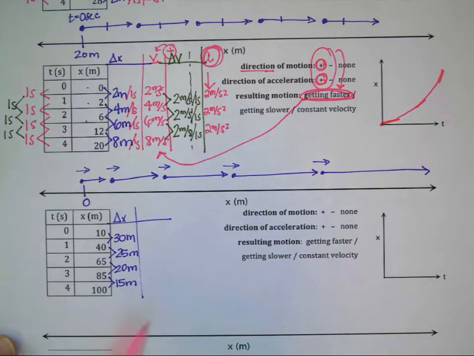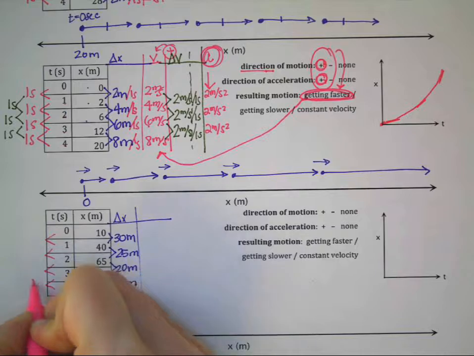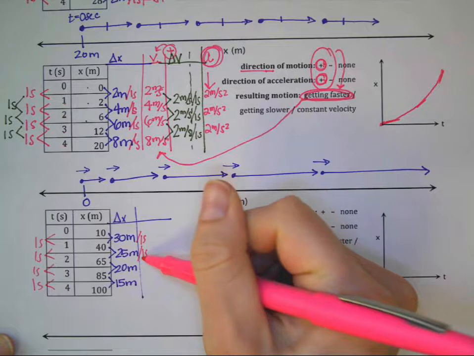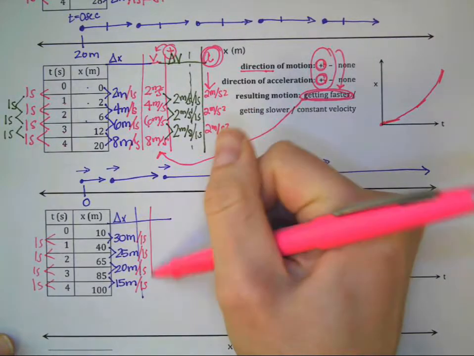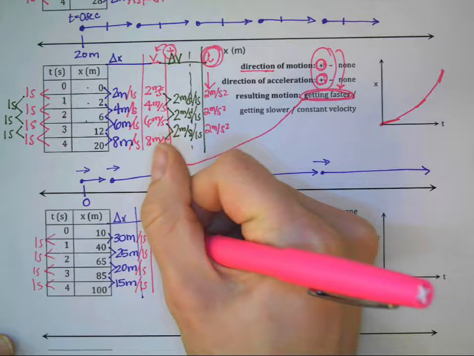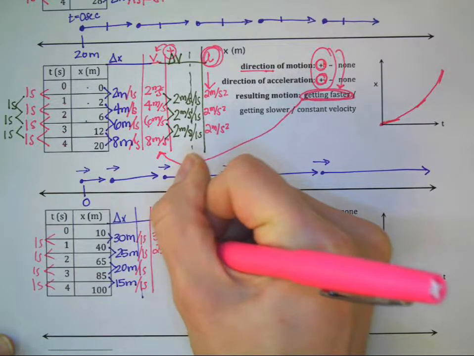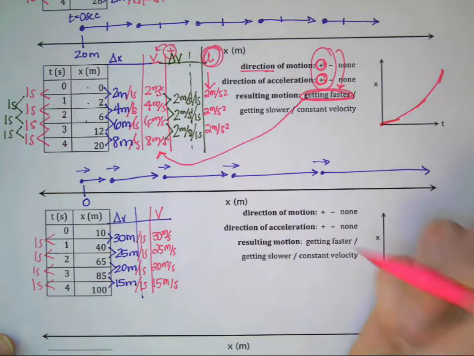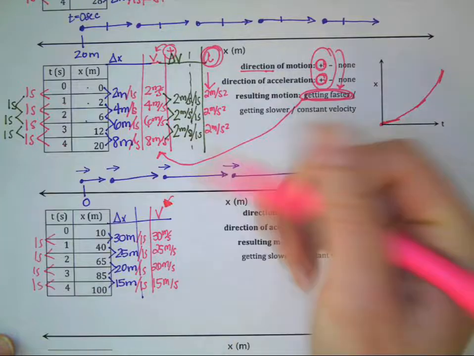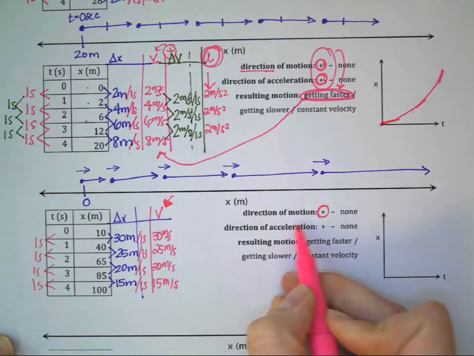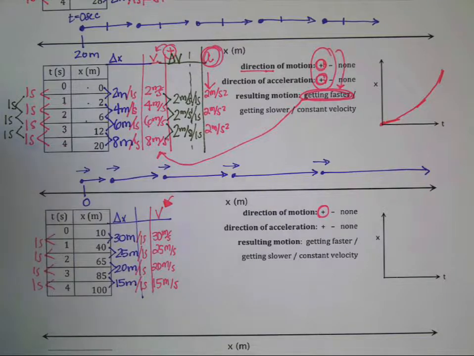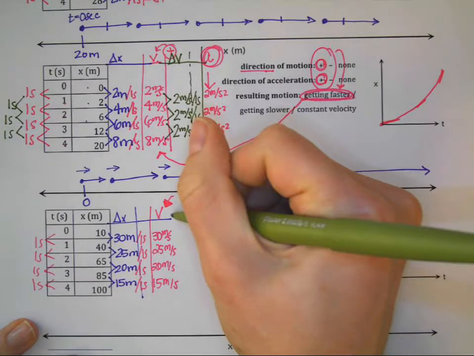If we divide that by our change in time, which again each one is 1 second, then we find that our velocities would be 30 meters per second, 25 meters per second, 20 meters per second, and 15 meters per second. Because this is a positive velocity, my direction of motion is positive. Now before we answer our resulting motion, which you could answer at this point, let's take a look at how our velocity changes in a certain amount of time.